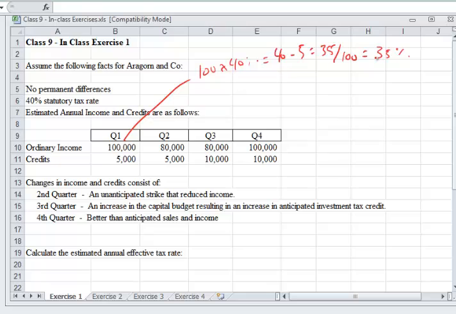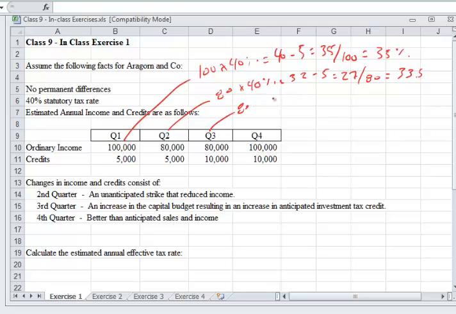That's my annual rate. So if I did this at Q2, I would say 80 times 40% is 32. Credits are 5, so that's 27. 27 divided by 80 this time. What's that? 33.5. Okay, close enough.